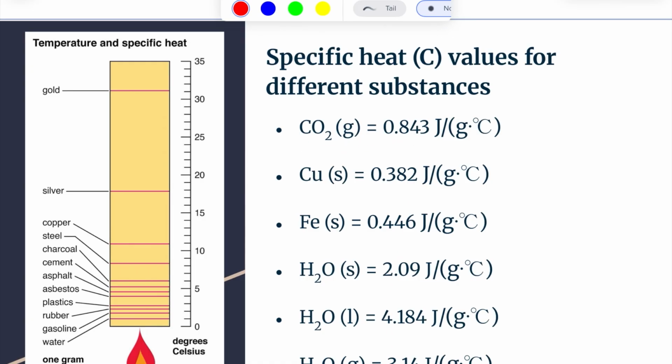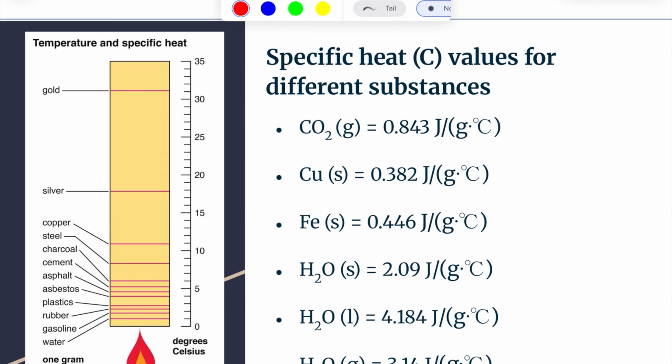And so here are some examples. You won't have to memorize these. If we look at CO2 gas, this has a fairly low specific heat, whereas copper solid has an even lower specific heat. Same thing with iron. As we look though, then solid water, that is now above 2. Liquid water is at that 4.184. So that is a very high specific heat value.